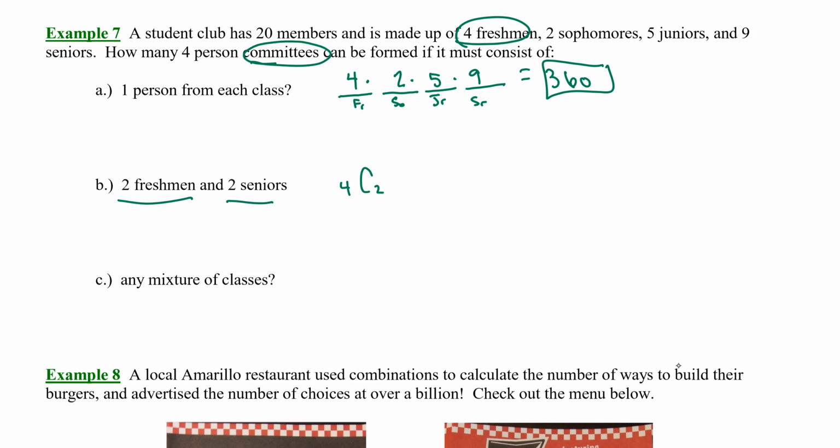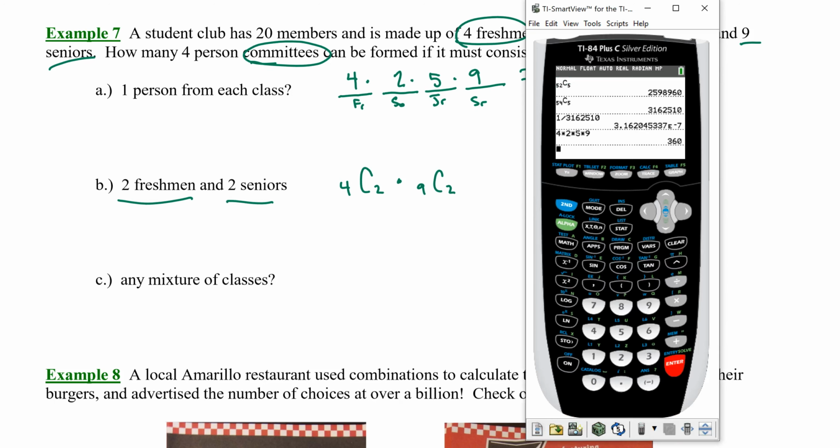And as far as the seniors go, we had a total of 9 seniors, and we're going to select 2 at a time. Now, I've got 2 decisions here, right? How many ways can I choose my freshmen? How many ways can I choose my seniors? The fundamental counting principle tells me to multiply the number of choices for each decision. So I need to multiply these outcomes.